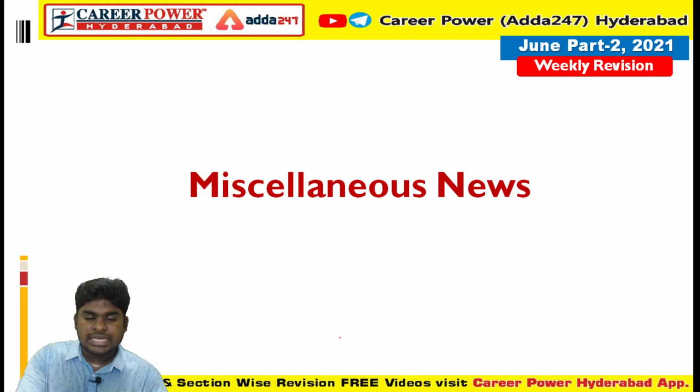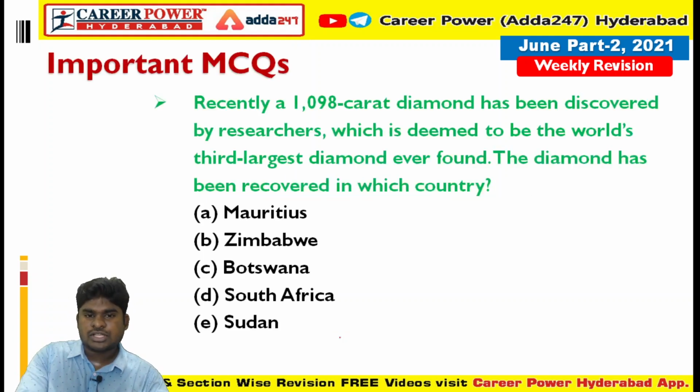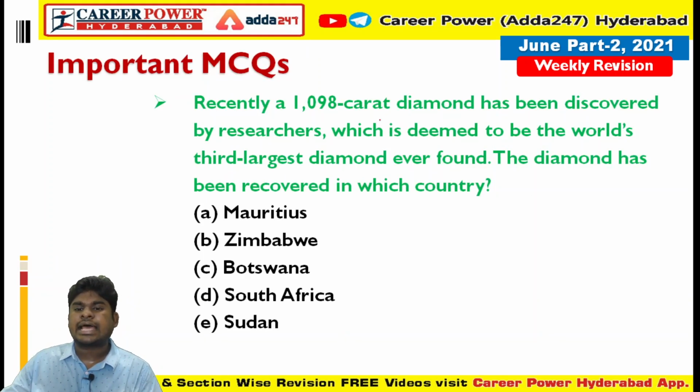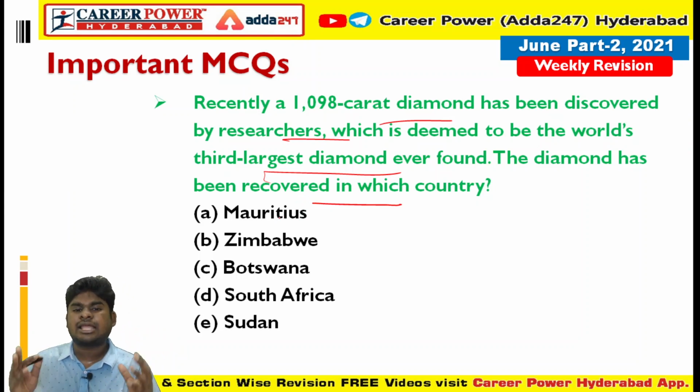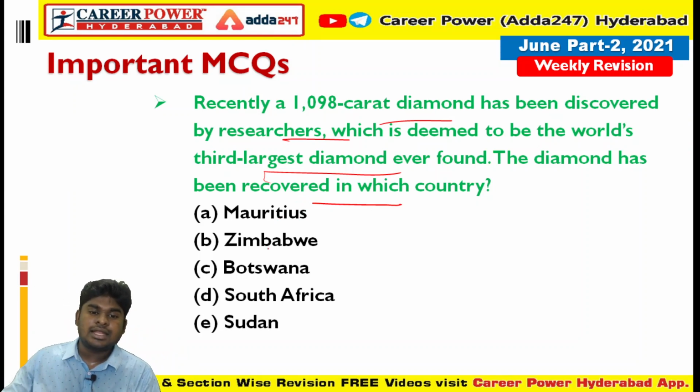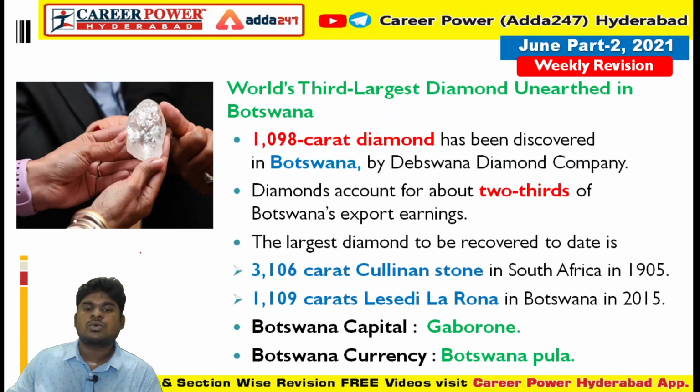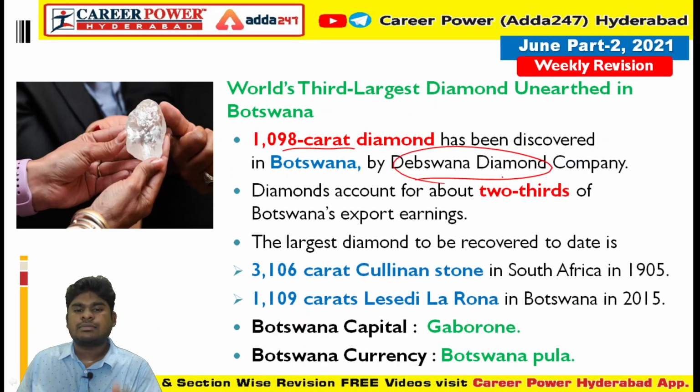So now coming to miscellaneous news. We will go into our first news. A 1098 carat diamond was discovered by researchers, the third largest diamond ever found. This diamond was found in which country? 1098 carat diamond was found in which country? It is Botswana. In Botswana, the 1098 carat diamond was discovered by the Botswana Diamond Company.